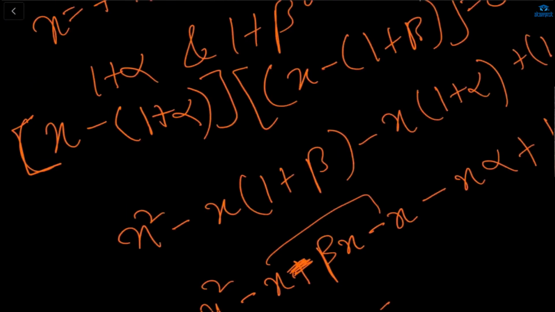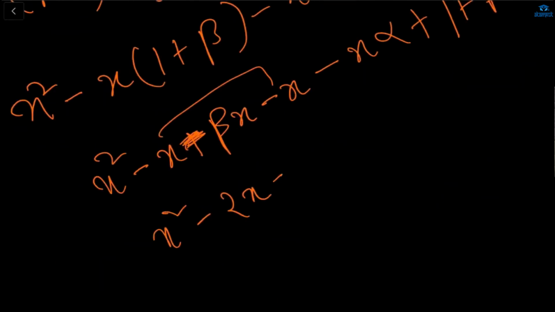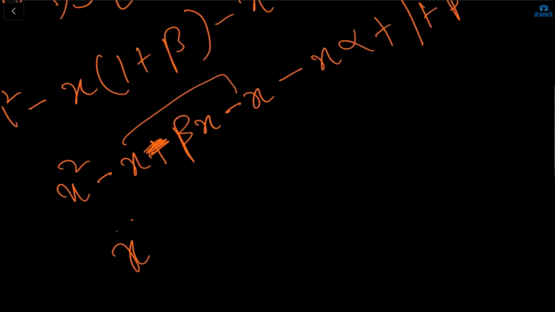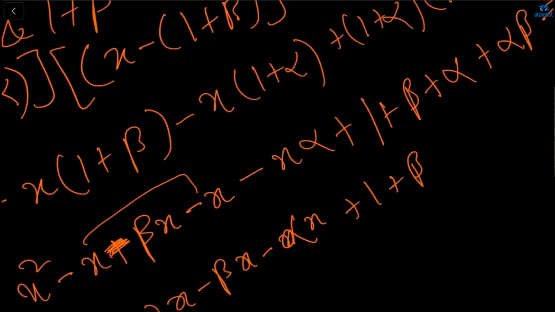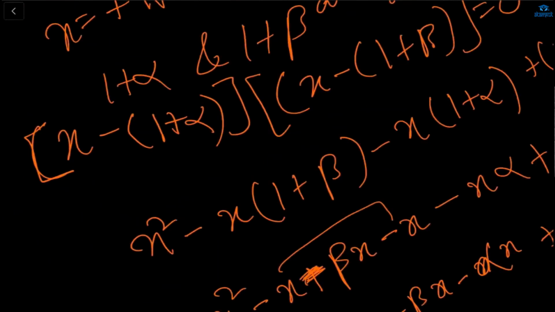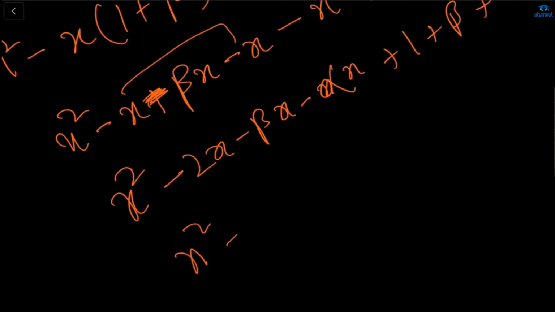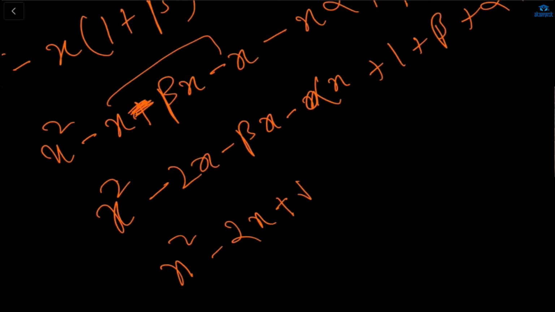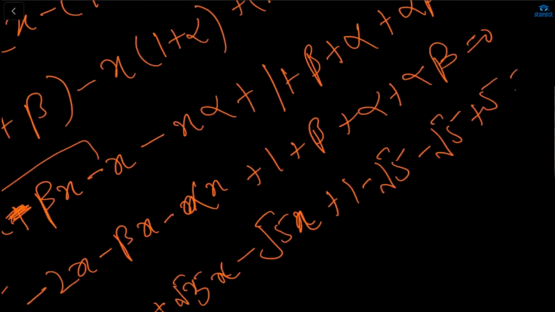So x square. Okay, you can put the value of x as beta and alpha. Here only you can put the value. And you can write here minus 2x minus beta x minus alpha x plus 1 plus beta plus alpha plus alpha beta. Now what will be the value of alpha? Alpha will be root 5 and beta will be minus root 5. So x square minus 2x minus plus root 5x. I'm putting the value of alpha and beta. Now it will be 1 plus 1 minus root 5 plus root 5 minus 5 is equal to 0. Actually, it will be minus 5.